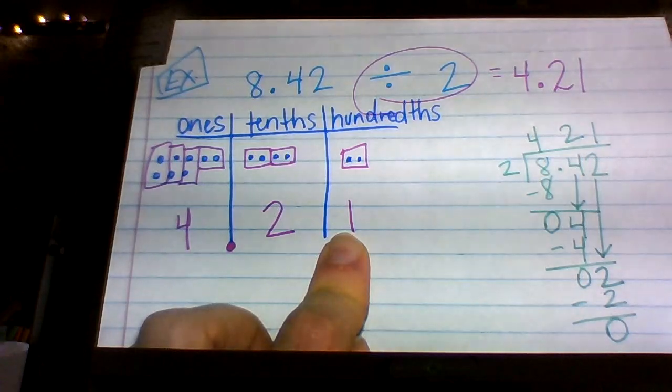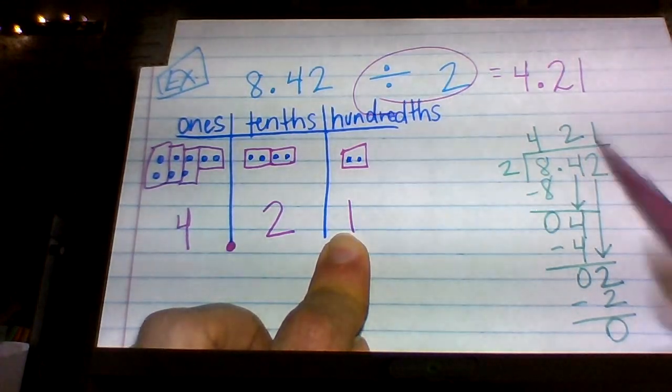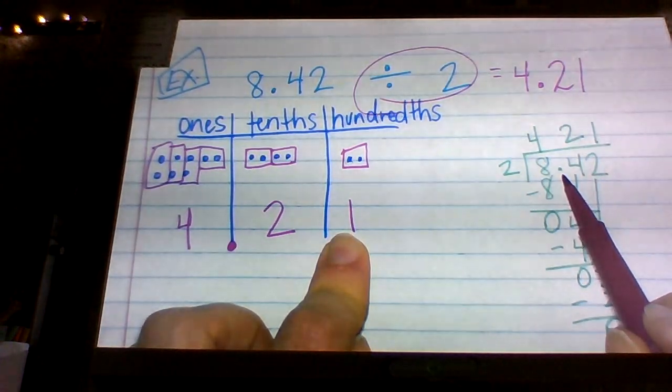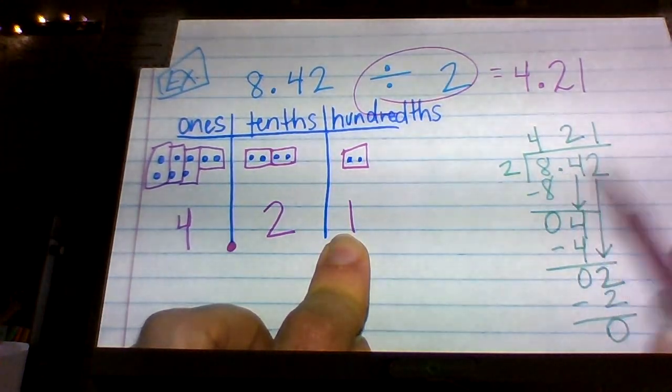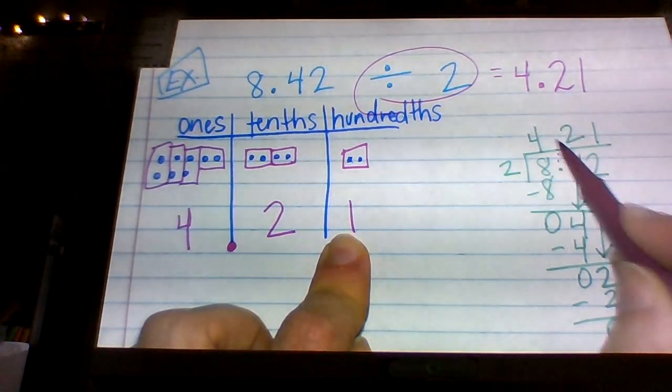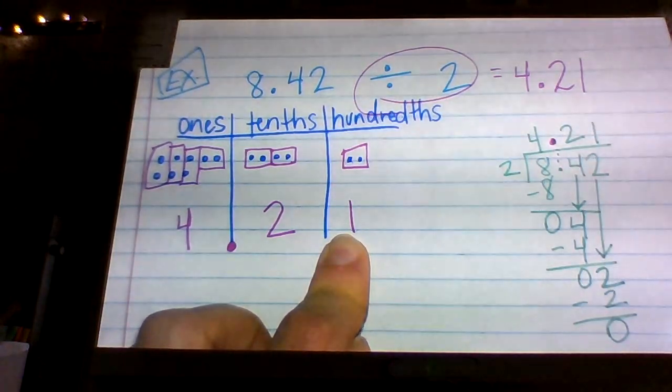But where does the decimal point go in our answer? Well, if the decimal point is between the ones place and the tenths place in my dividend, it'll go directly above it in its answer.